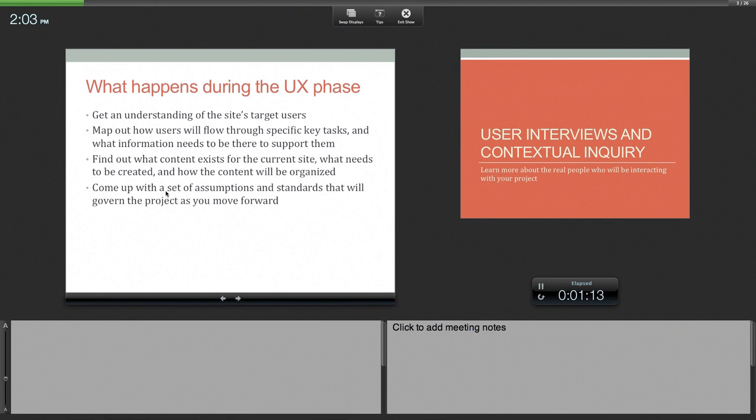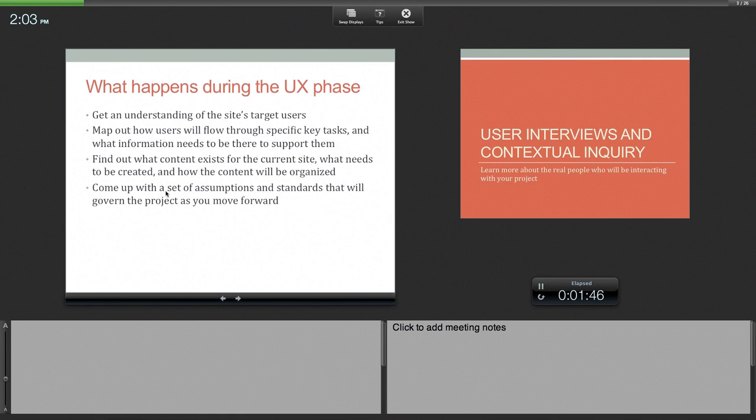During the UX phase, we take all of that information and we go deeper with it. And the goal is to really get an understanding of the people who are going to be using this product, both in the sense of the end users, the site visitors, and the people who actually have to maintain this thing day to day. So during the course of that phase, we might map out how users are going to flow through key tasks. We identify the key things that they're there to do. We uncover what information needs to be there in order to support them in that task.